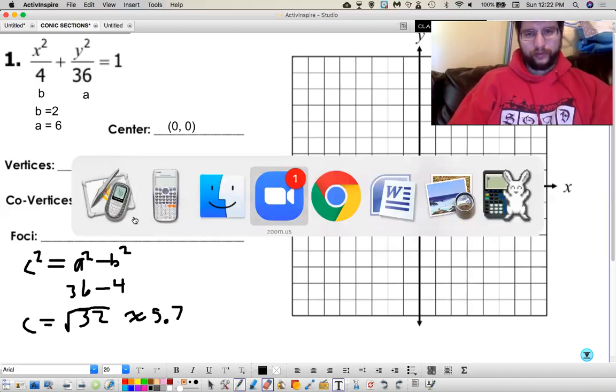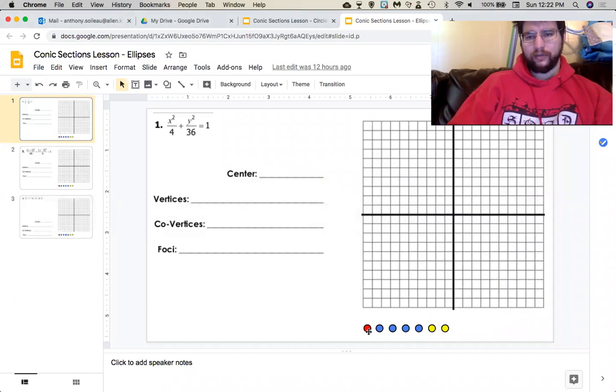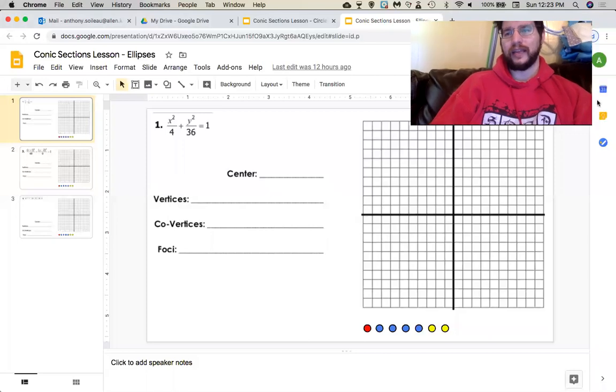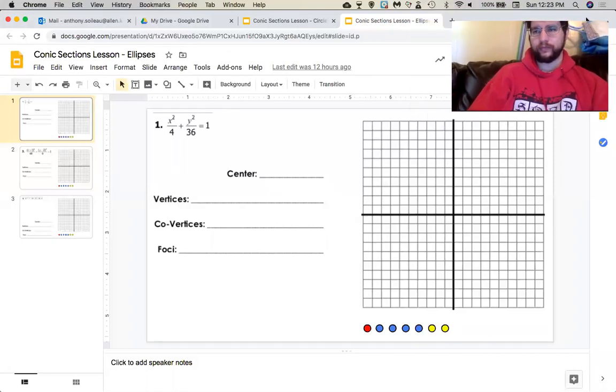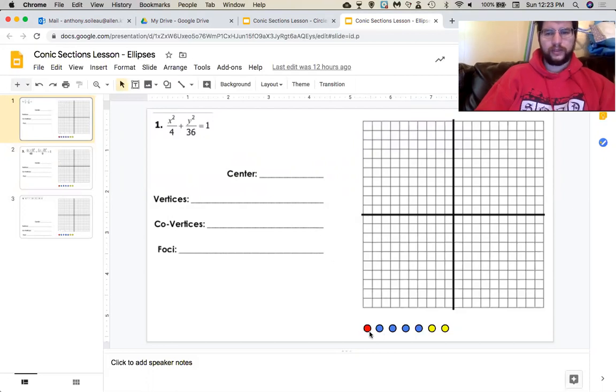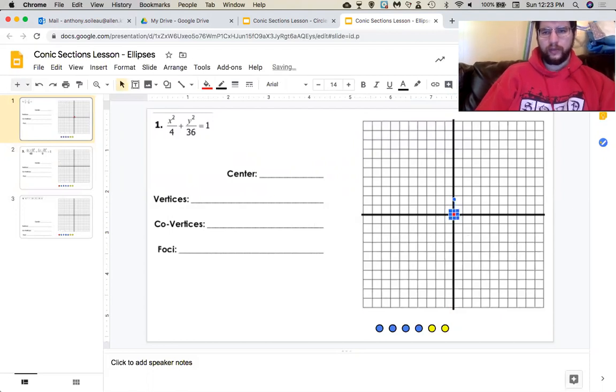So now I'm going to do that over here. Notice I have a red dot, 4 blue dots, and 2 yellow dots. Well, let's let the red dot be the center, the yellow dots be the foci, and the blue dots be the vertices and co-vertices. The blue are actually on the ellipse itself. The red and yellow are not on the ellipse, so I'm not going to put those the same color. That's not really part of my graph. The center, 0, 0. Line up a little bit. There, perfect. Not really, who cares?